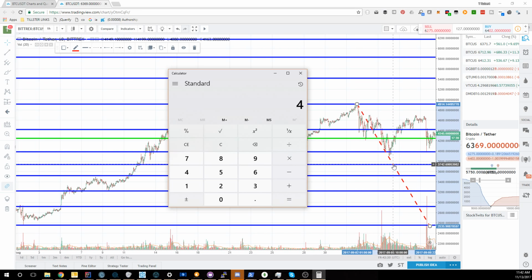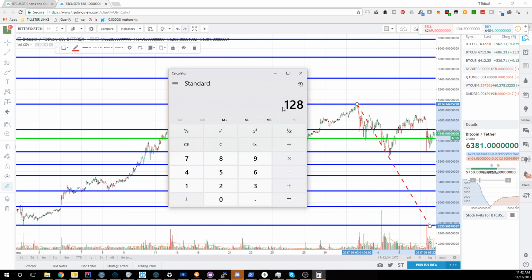At this point, you need to buy 4 more Bitcoin here. 8 more Bitcoin here. 16 more Bitcoin here. 32 more Bitcoin here. 64 more Bitcoin here. Does your portfolio allow you to be buying 128 Bitcoin? Because that's a lot of money for most people.